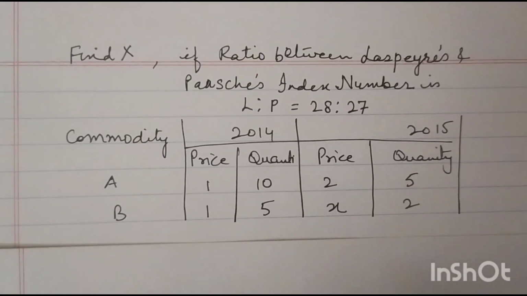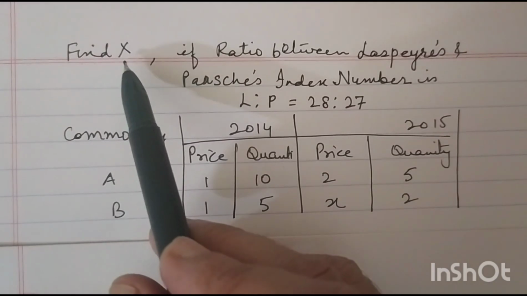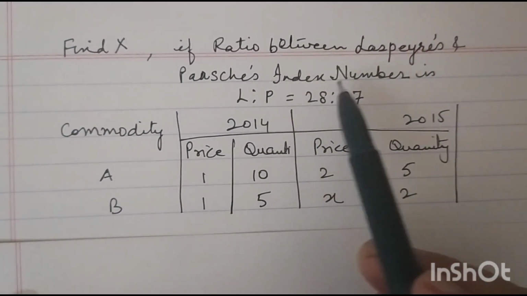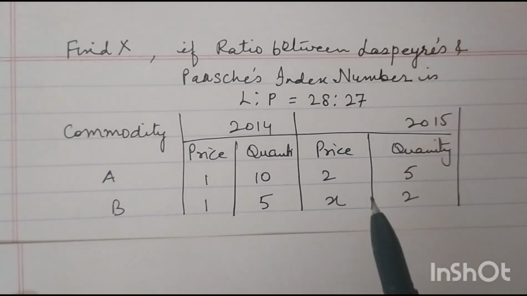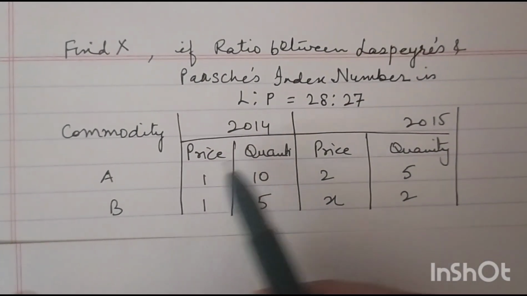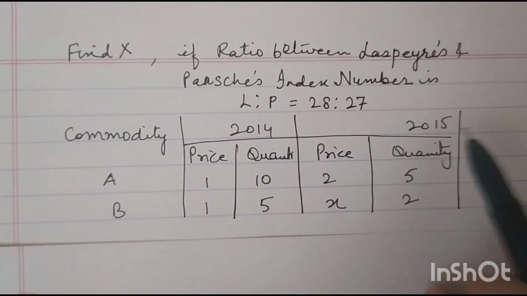Namaskar students, let us solve a problem where we have to find the value of variable x if the ratio between Laspeyres and Paasche's index number is 28:27. We are given two commodities A and B and their price and quantities in the year 2014 and 2015.